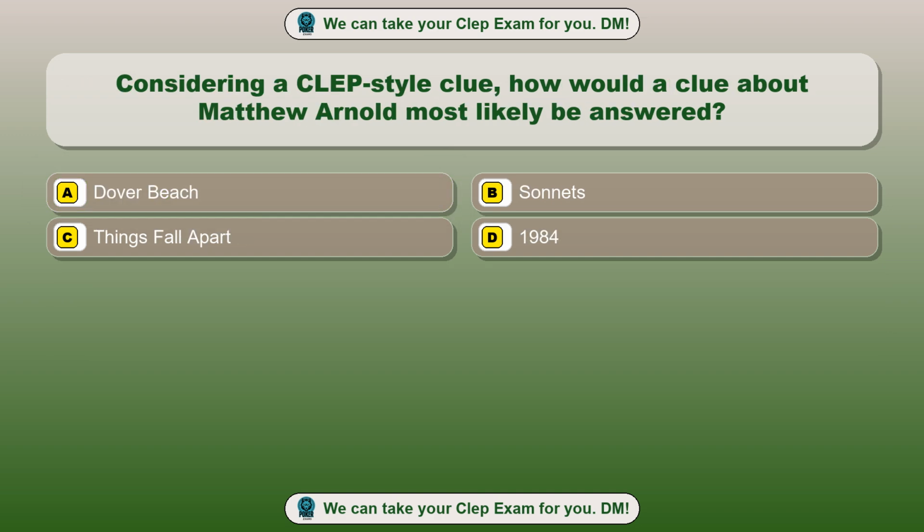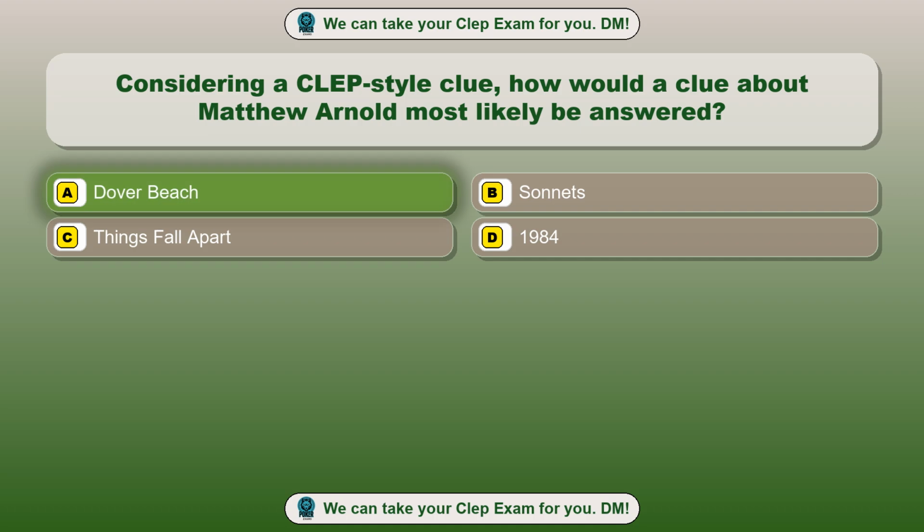Question 81. Considering a CLEP-style clue, how would a clue about Matthew Arnold most likely be answered? Option A, Dover Beach. Option B, Sonnets. Option C, Things Fall Apart. Option D, 1984. The correct answer is option A.